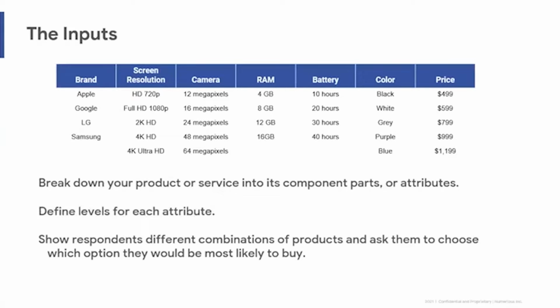Thinking a little bit more about the inputs to the experiment, we want to make sure we have a really concrete view of what the product or service could be. So we break down our product or service into those component parts. We define levels for each of those parts. And then the experimental design in the background is going to show respondents different combinations of the products and ask them to choose which one they'd be most likely to buy.